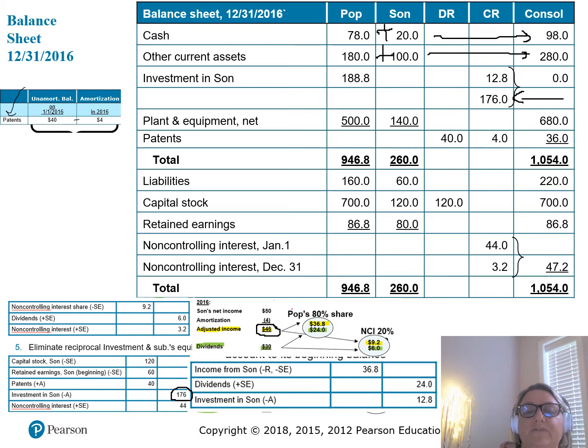So the Pop share of that was the 36.8. Remember that income from Sun? That comes in right here. And then the next thing we had to do was credit for the dividends, which were 30. Again, we broke it down between Pop, which was 24, and the non-controlling interest share. So Pop's income, credit the dividends, and then I believe I wrote in there that this was a plug for investment in Sun. Well, this plug comes back into play right here.